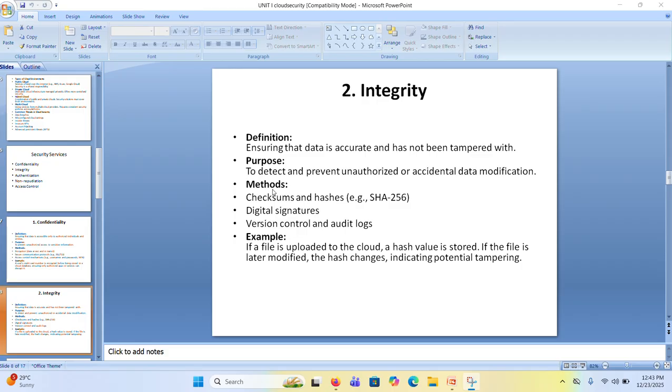What are the methods we have to follow? We have hashes, digital signatures, version control, and audit logs. For example, if a file is uploaded to the cloud, the hash value is stored. If the file is later modified, the hash changes, indicating potential tampering.